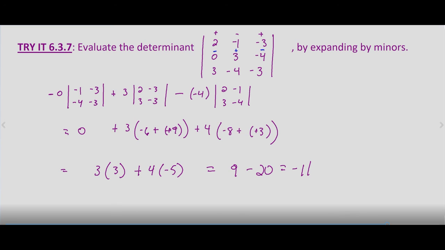So again, we can expand by any row. If a row has a 0, or technically if a row has a 1, that might make it a little simpler as well, but especially if it has a 0, we want to use that row. We just have to remember that we evaluate using alternating signs by row. And the first row is plus, minus, plus, so the second row is minus, plus, minus.